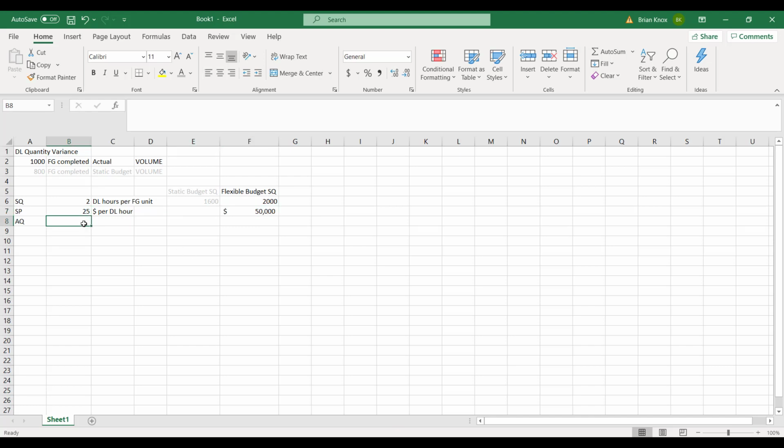But we did not actually have 2,000 as our actual hours. We could. If we did, we'd have a 0 variance. We have no variance. But let's just say, for sake of argument, we actually used 2,500 direct labor hours. And so let's try not to get this confusing. I'll put it over here.